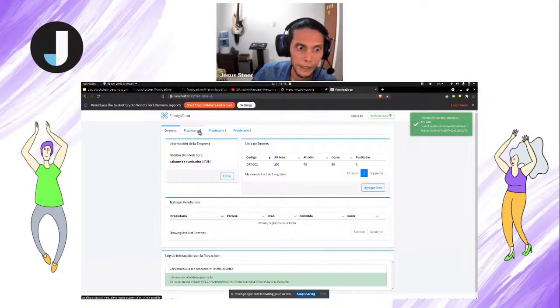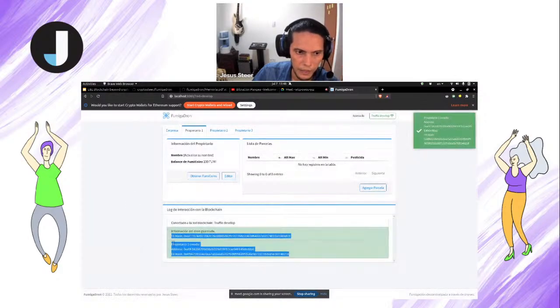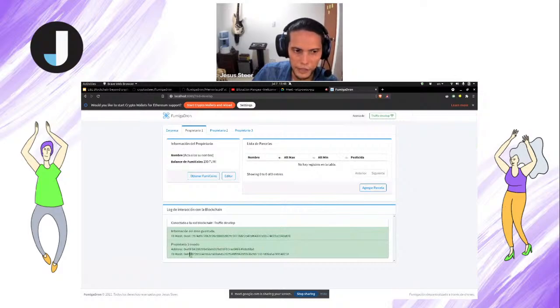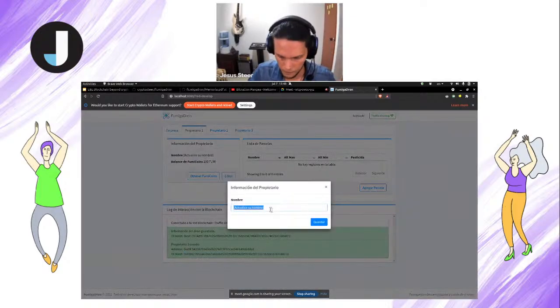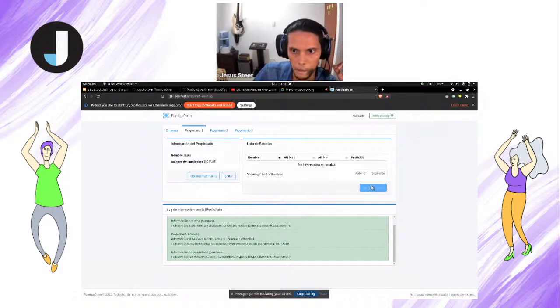Also for the proprietary ones, here in the log, you can see the information about the transaction. Once I click on the landowner tab, it automatically creates a new user with this address, and there is the transaction hash. Also, we are going to edit the name. And this user has 100 tokens.